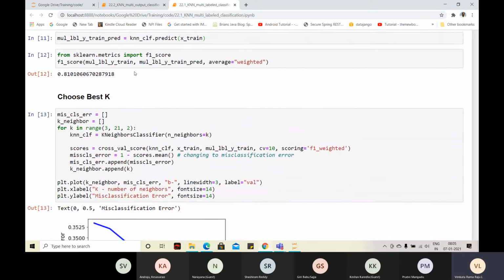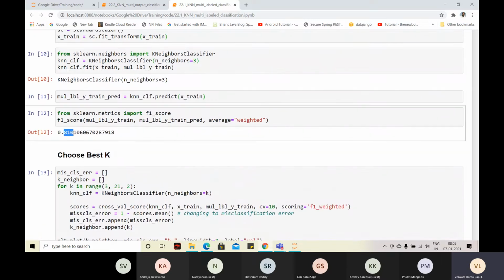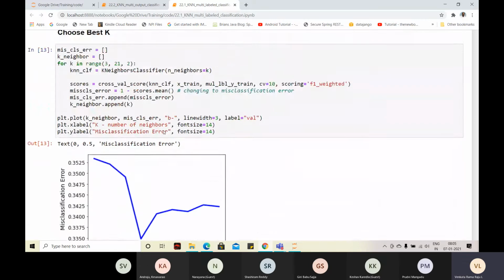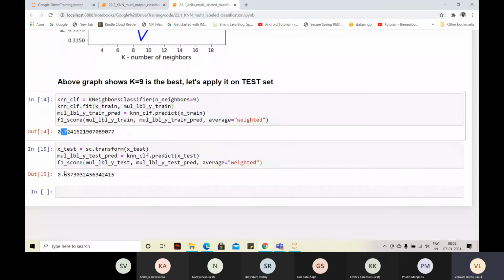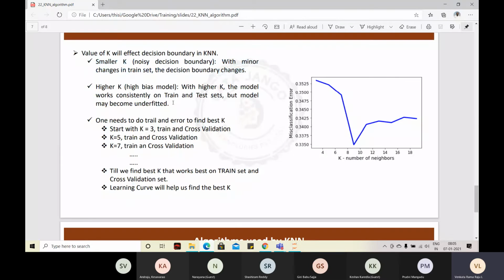When I took k is equal to 3, I got higher accuracy, but when I took k is equal to 9, accuracy reduced. The same point I'm trying to explain: when k is higher, the model may become underfitted. Underfitted means on the train set itself it's not going to work well, and the test set is similar.